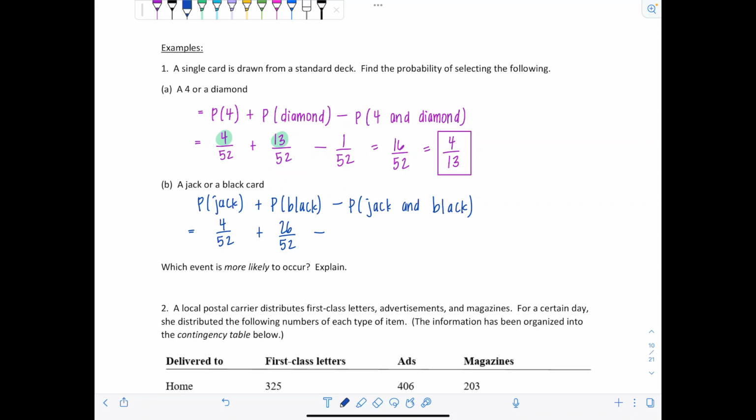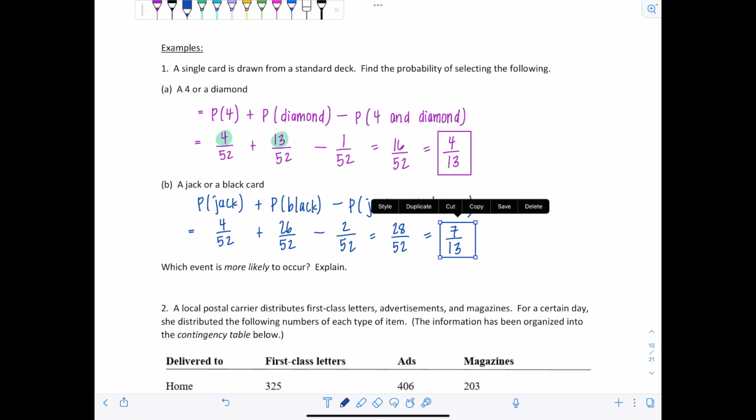Minus how many jacks are black? There's 2, right? You have your spades and your clubs. So the jack of spades and jack of clubs, those are both black, and I've doubly counted them. So minus 2 out of 52. So altogether, we've got 4 plus 26, that's 30, minus 2, 28 out of 52. Can we reduce this guy? Yep, divide by 4, so 7 over 13.